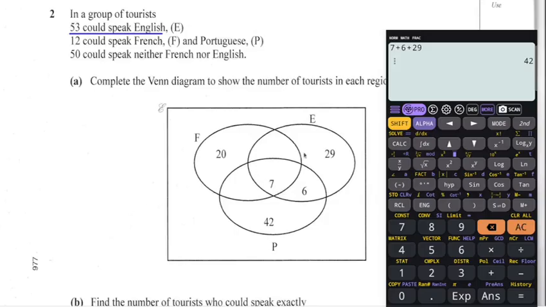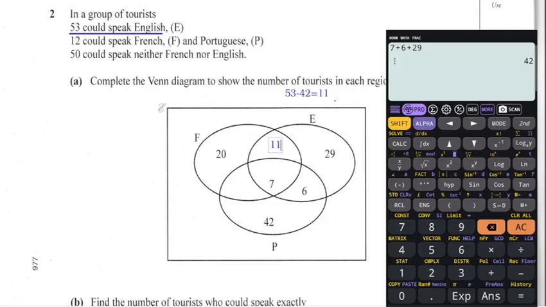Now from 53 subtract 42, which means here I'm now left with 53 minus the 42, and this is going to give me 11, which means here I'm having a total of 11 people there.